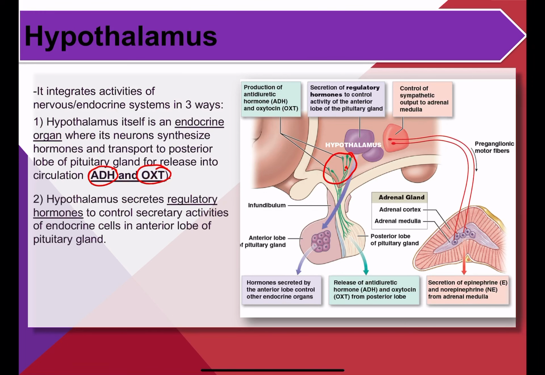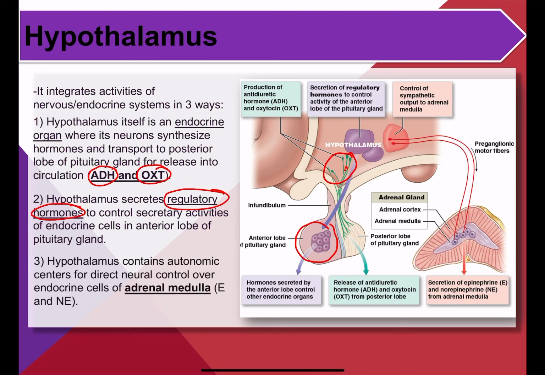The other important function of the hypothalamus in terms of the endocrine system, like I said, is that the hypothalamus is the big boss. So it will secrete what are called regulatory hormones or releasing hormones that will control the secretory activities of the endocrine cells within the anterior lobe of the pituitary gland. The anterior lobe of the pituitary gland actually produces a whole bunch of different hormones, but those hormones won't do anything. They won't be released unless the gland receives the correct signal from the hypothalamus. So that's why the hypothalamus controls the anterior pituitary gland.